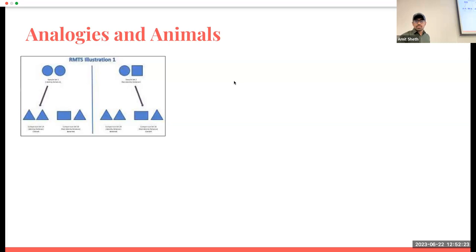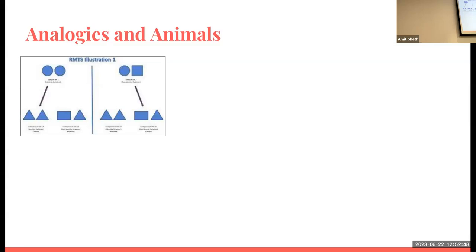Let's start with this animal thing. The relational mapping test is some kind of a test. I don't know whether they give it on paper, but they try to do this with animals, mainly great apes and that sort, to see whether they can identify analogies. What the scientists have found out is that different animals in the animal kingdom could identify similarity, but not analogy.